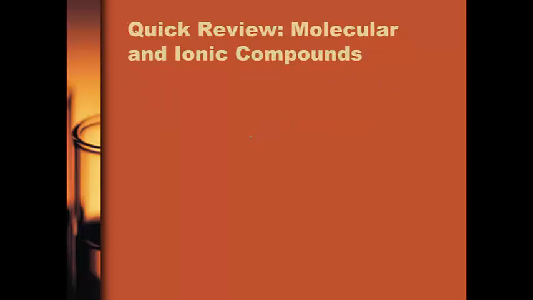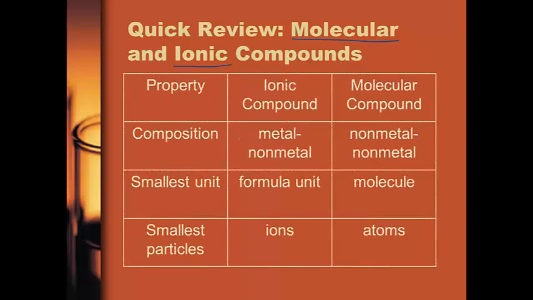So, quick review from what we learned about in previous chapters, molecular compounds and ionic compounds. You need to be able to distinguish between one and the other, because how you write the formulas and how you name them depends on what type of compound you have. For ionic compounds, simply look at the formula. Do you have a metal with a nonmetal?